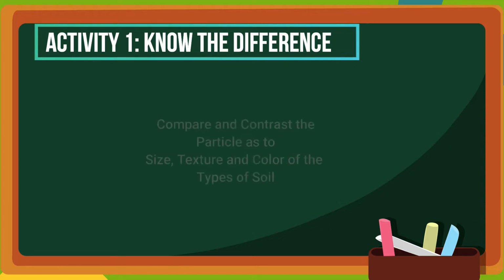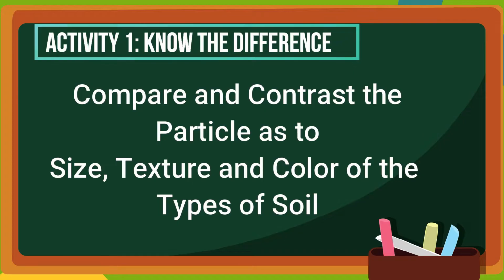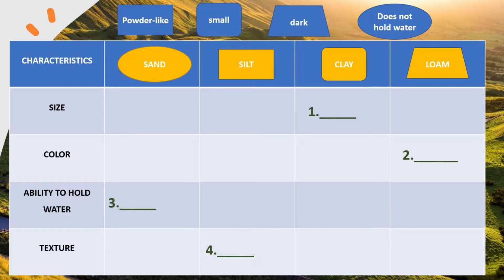Okay, now let's try this activity. Know the difference. Compare and contrast the particle as to size, texture, and color of the types of soil. Choose from the words inside the shape that should be placed on the blanks. Then, based on the completed characteristics in the table, answer the questions that follow. The size of sand is big. Silt is medium. And what is the size of clay?